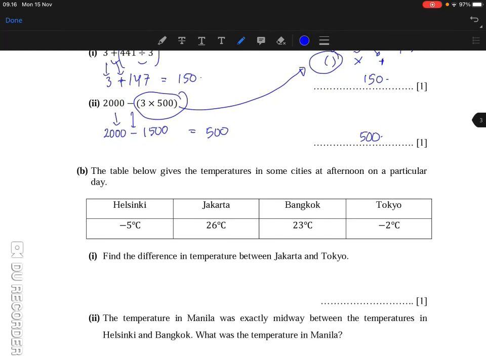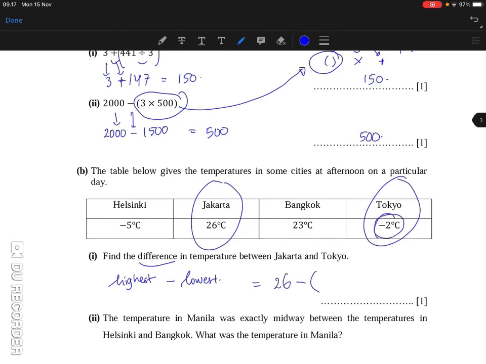The table below gives the temperature in some cities at afternoon on a particular day. Find the difference in temperature between Jakarta and Tokyo. Pay attention to this first, guys. If we want to find the difference, remember to minus the highest with the lowest. The highest here is 26, right? So you will have 26 minus the lowest, which is negative 2. Minus with negative 2, remember, if you have minus with a negative number, you will have addition. So it is going to be 28 degrees Celsius.